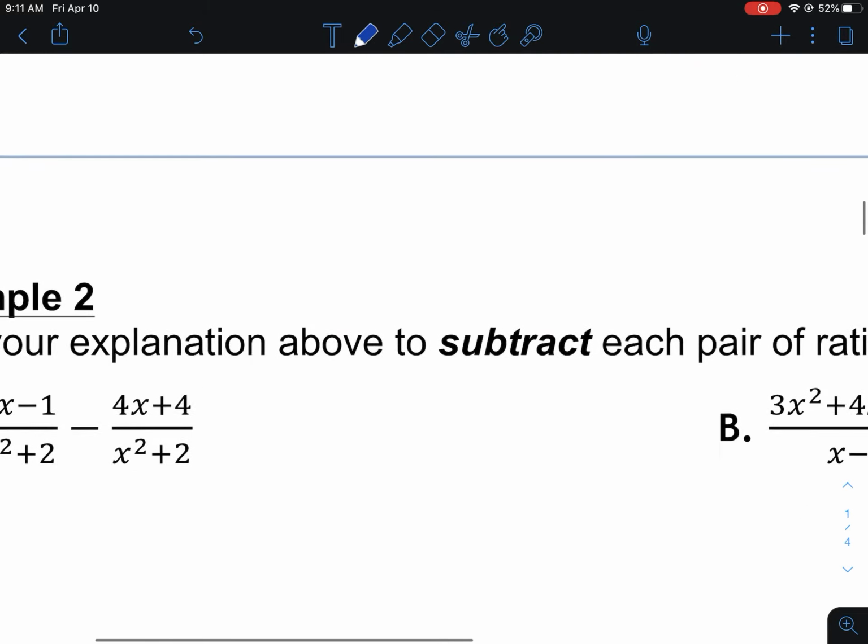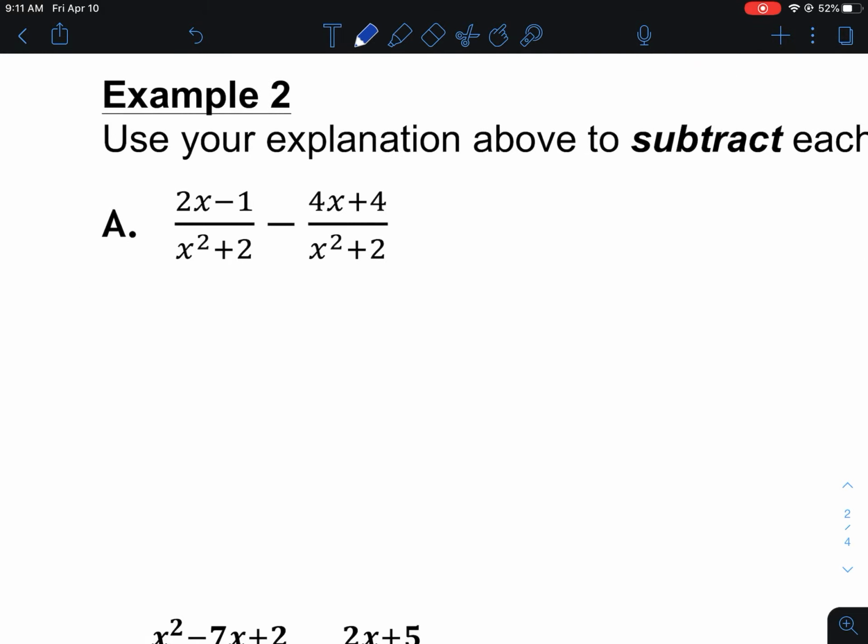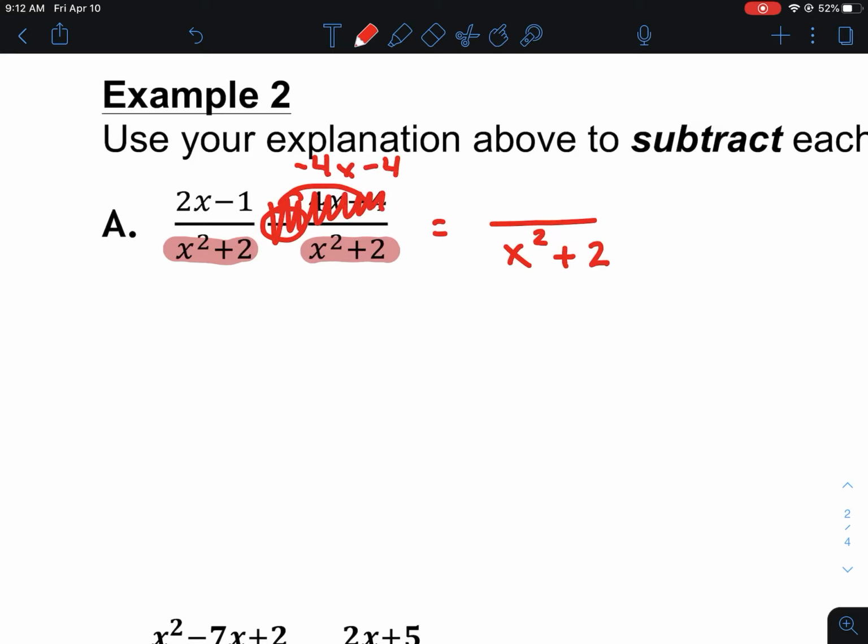The only thing with subtracting that gets a little difficult is you need to make sure that you distribute that minus sign. Okay, so we know our denominator here is going to be x squared plus 2. I'm going to distribute this minus sign to both of these, and I'm just going to write it up on top. So now I have 2x minus 4x, which gives me a -2x. -1 and -4 gives me -5.